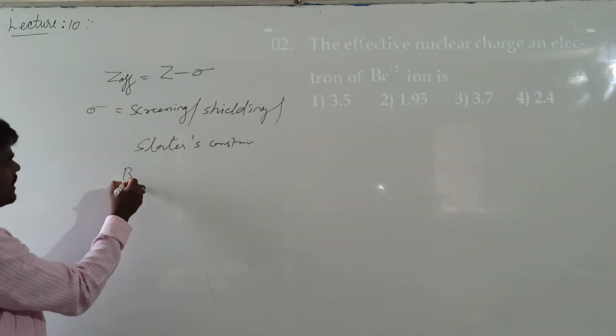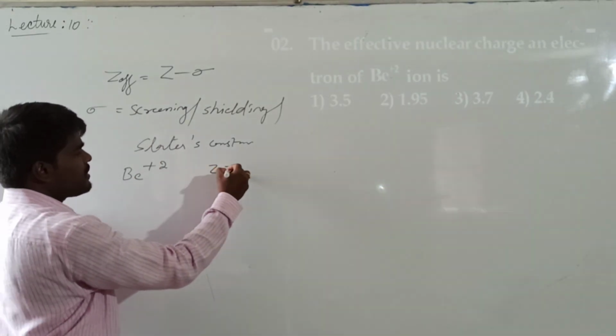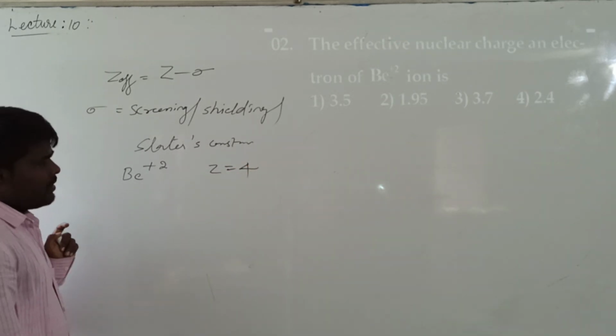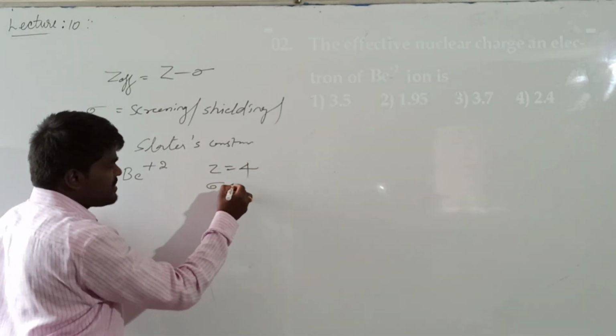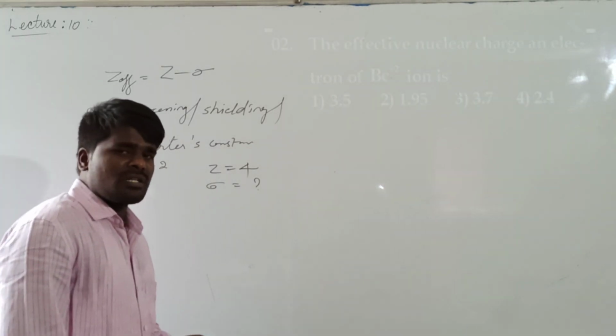What is it asking us to calculate? For Be+2. What is the Z of beryllium? Z of beryllium is 4. And what is needed? Sigma is needed. How to calculate the sigma? In order to calculate the sigma, there are certain set of rules.